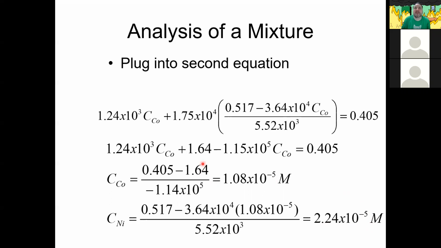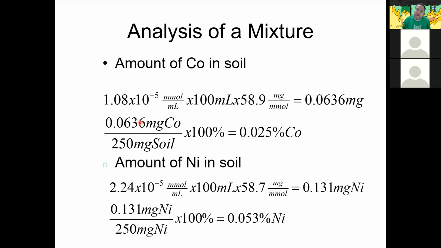The trick here is realizing that if I'm looking for two variables, concentration of cobalt and the concentration of nickel, I need two equations. My two equations are going to be the sum of the absorbances at two different wavelengths. Right? Found the amount of cobalt in the soil.